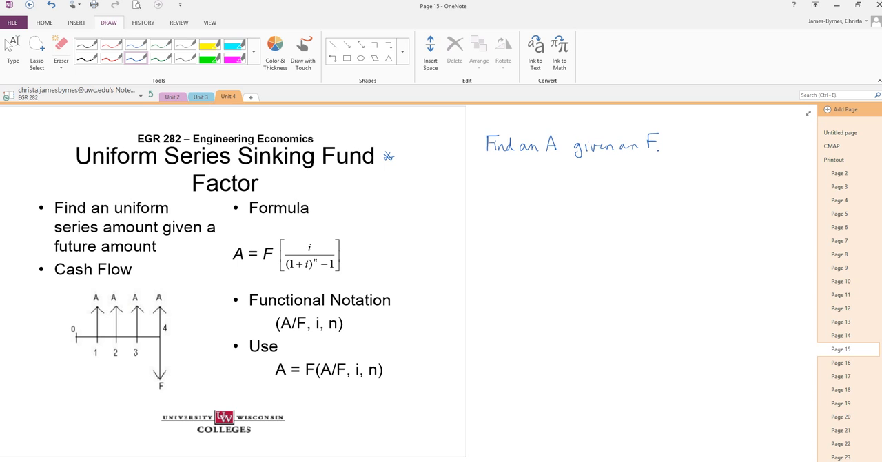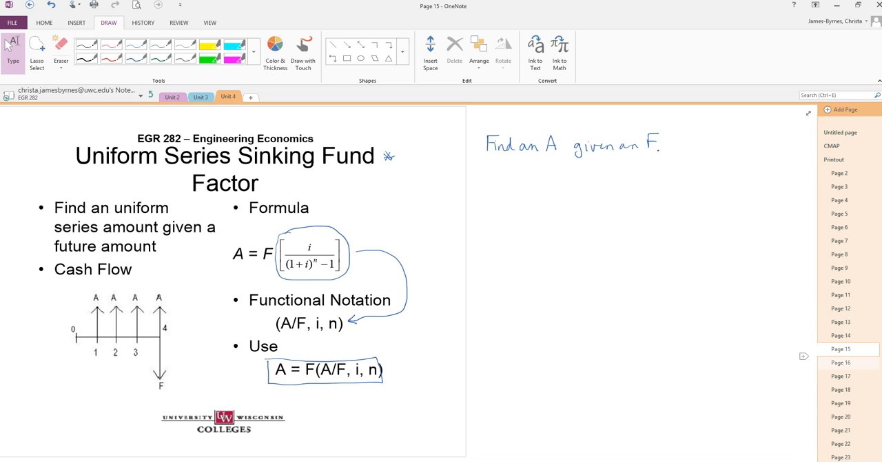So this is what we're going to do. We're going to find an A given a future amount. So we have our cash flow here. Notice again the F is right with the last A. Here's our formula. We've got our factor here. We can do the math. If you notice, it's just the reciprocal of the F equals A. It would make sense that that would be. But it'd sure be a lot easier to replace that whole thing with this functional notation: find an A given an F. So we'll be using this in this manner: A is equal to F times (A given F, i, n).